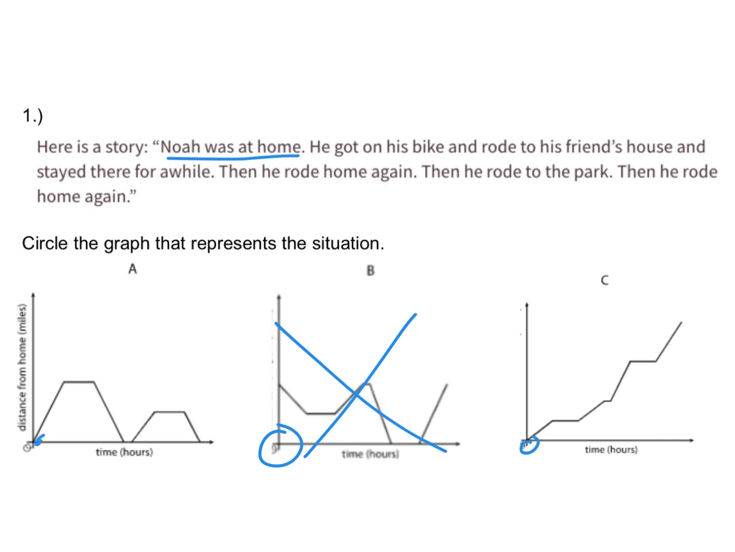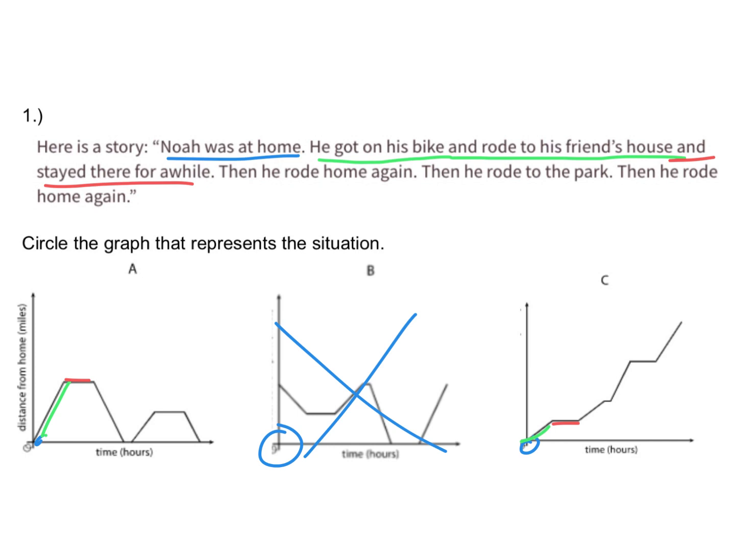All right, step 2. He got on his bike and rode to his friend's house. Okay, so he's going to get on his bike and ride to his friend's house. So that could be here, and that could be here. And he stayed there for a while. Okay, so that would be no motion. So graph A, stayed there for a while, that still fits, and graph C, that still fits.